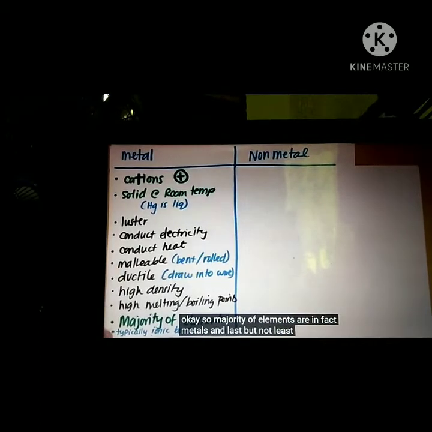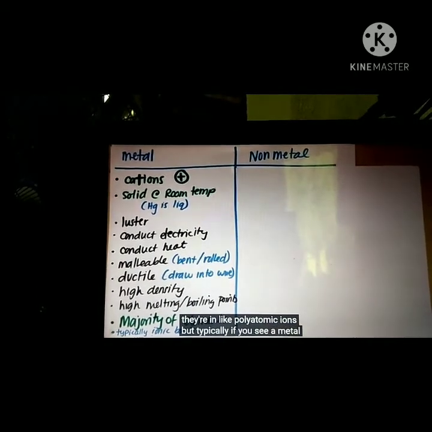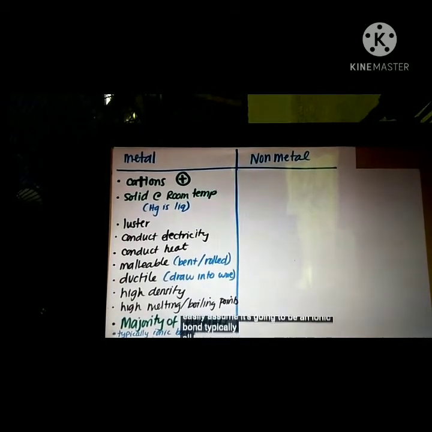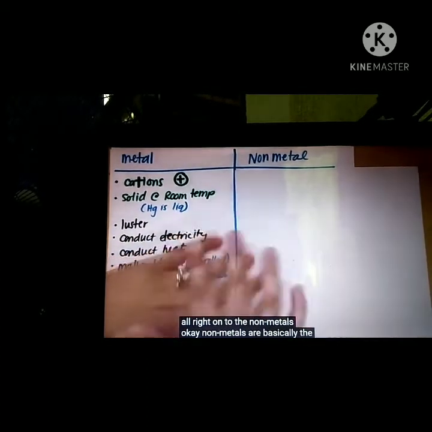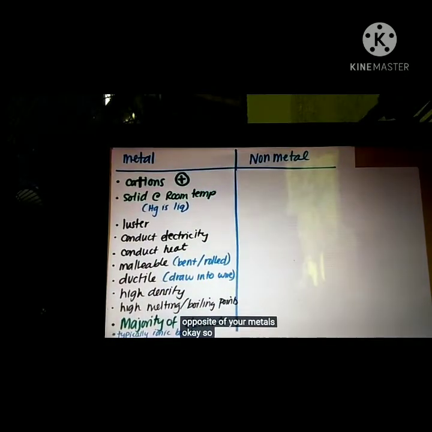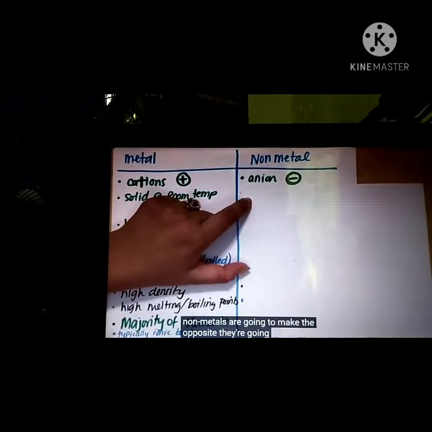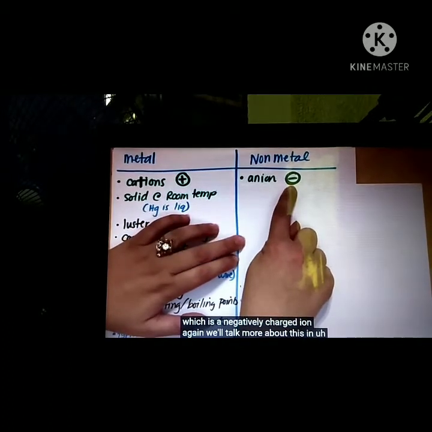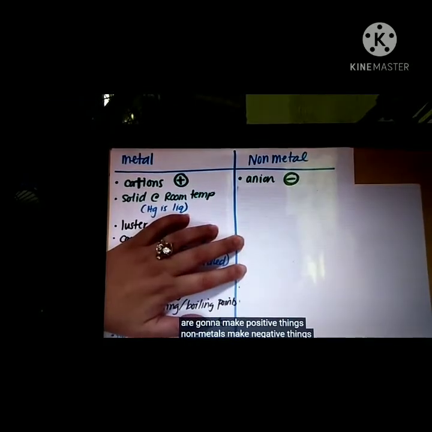And last but not least, metals are typically involved in just ionic bonds. There are some covalent bonds when they're in polyatomic ions. But typically, if you see a metal, you can easily assume it's going to be an ionic bond, right? On to the nonmetals. Okay, nonmetals are basically the exact opposite of your metals. So metals make cations, they make positively charged things. Nonmetals are going to make the opposite. They're going to make anions, which is a negatively charged ion. Again, we'll talk more about this in chapter 4, but just know right off the bat, metals are going to make positive things, nonmetals make negative things.